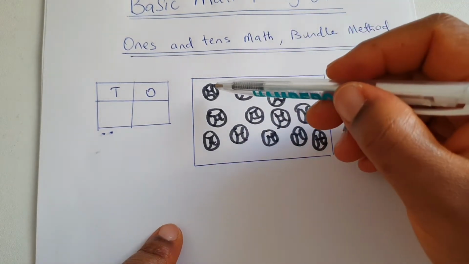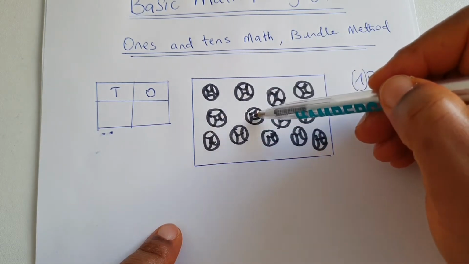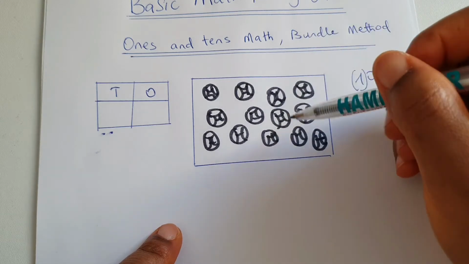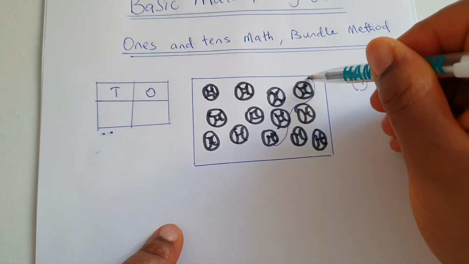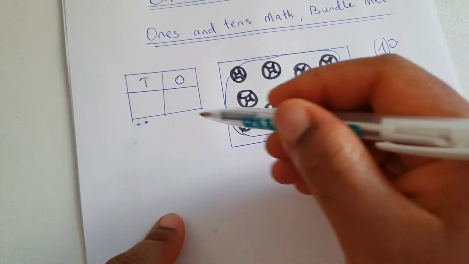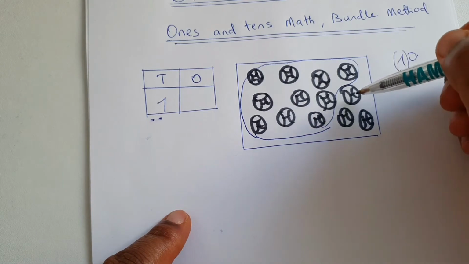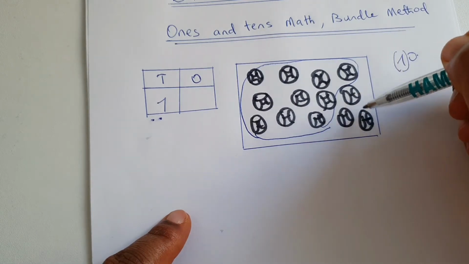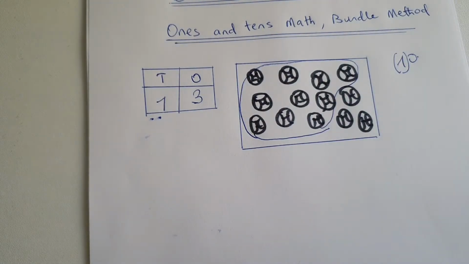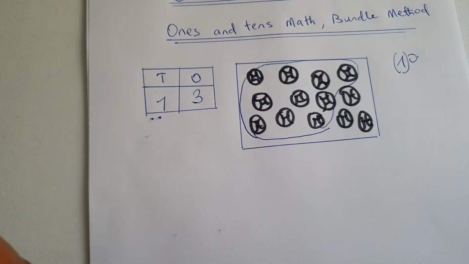So let's count. 1, 2, 3, 4, 5, 6, 7, 8, 9, and 10. Then we circle it up and write 1 here. The remaining is 3. 1, 2, 3, and we will write 3 here. Okay, so that's it. Let's do another one.